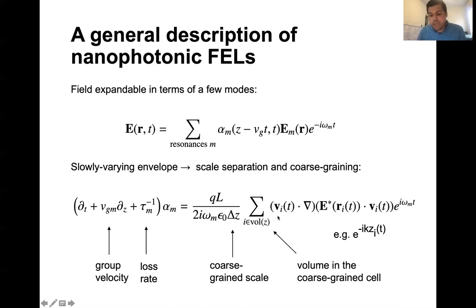And we can actually ignore these v's to understand what happens. So we basically have a sum over particles of e to the ikz_i of t, which means it's an average phase of the electrons in each chunk. And this thing is called the bunching factor.